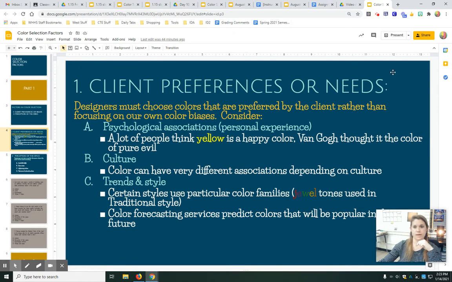So this slide is breaking apart the client preferences or needs. Please write this. You only have this and one other slide to write today.